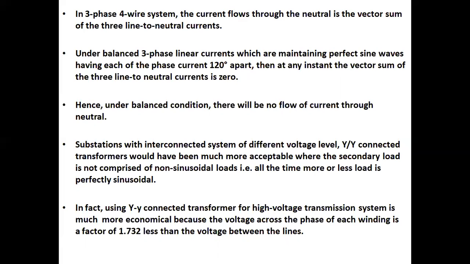In substations with interconnected systems of different voltage levels, star-star connected transformers are much more acceptable where the secondary load is not comprised of non-sinusoidal loads. That is, all the time, more or less, the load is perfectly sinusoidal. In fact, using a star-star connected transformer for a high voltage transmission system is much more economical because the voltage across the phase of each winding is a factor of 1.732 less than the voltage between the lines.